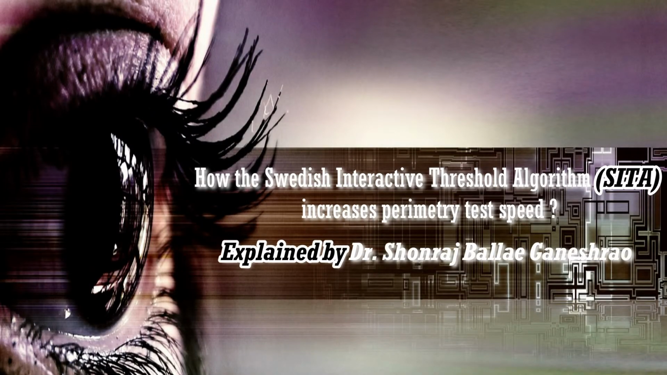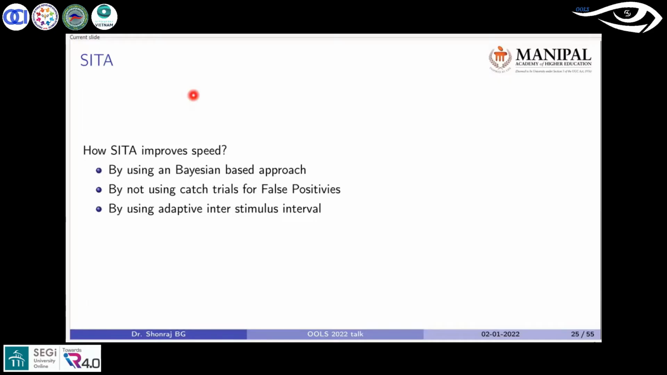SITA test procedures, be it SITA Standard or SITA Faster, are a little bit faster than your full threshold. So how does it improve the speed? It improves the speed by doing three things. One, by using this Bayesian-based approach, which I just explained to you.